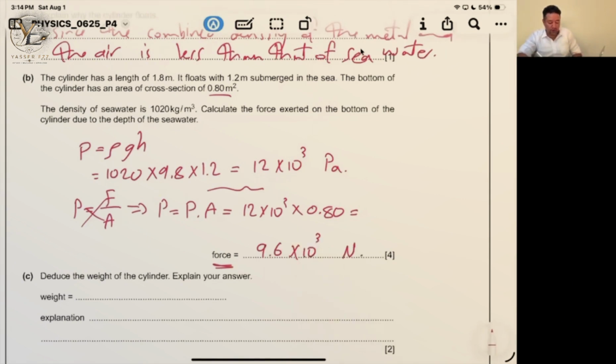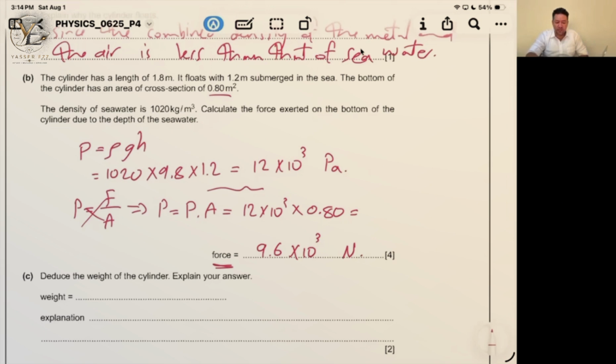What is the unit? The unit of force is the newton. The area is in square meters and the pressure is in pascals, so the force will be in newtons, obviously. So 9.6 times 10 to the power of 3 newtons, to two significant figures, matching all the given data.